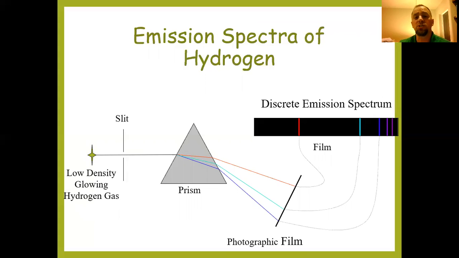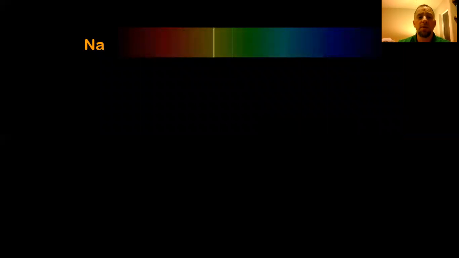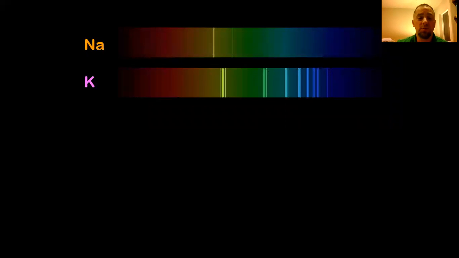Okay, so this is known as a discrete emission spectrum, specific to hydrogen. Other elements are not going to have the same spectrum for us to observe as hydrogen. Again, each element has a different emission spectrum. Sodium, we'll take a look at a few here. Sodium has an emission spectrum that looks like this. Potassium will be different. There's a lot more emission spectrum for potassium that falls in the visible light range.